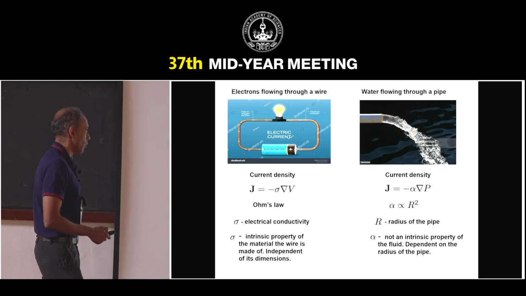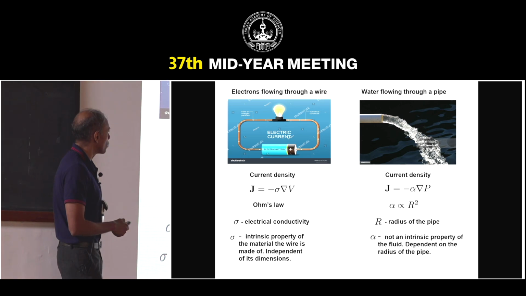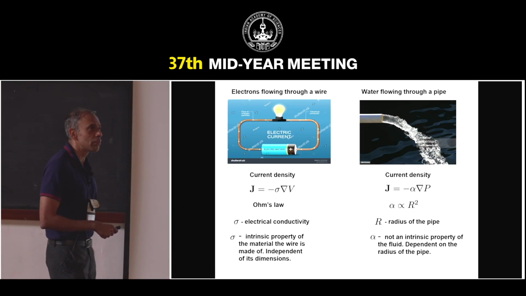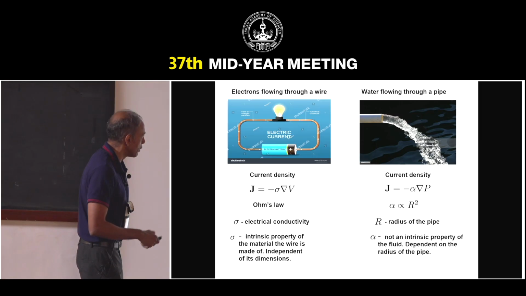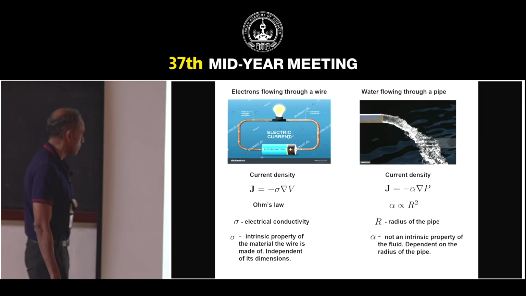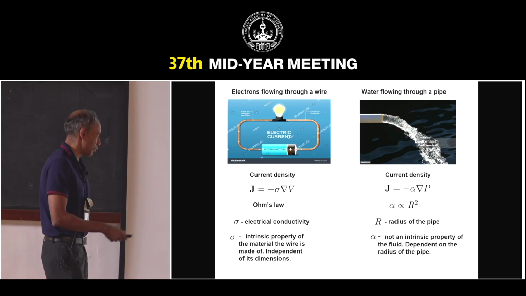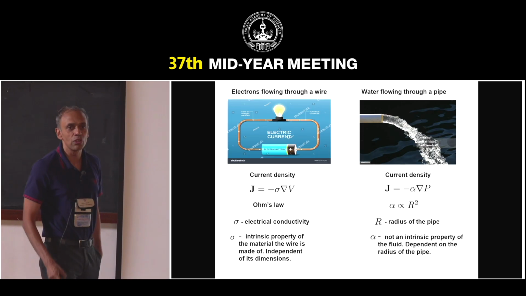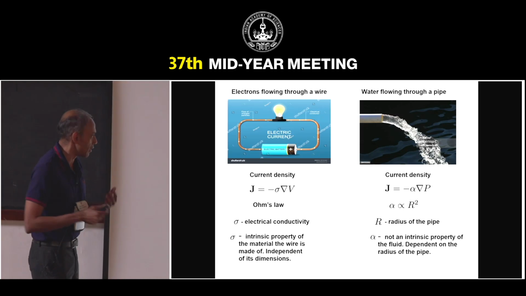As I said, one difference is the quantity in which you're setting up the gradient, voltage in one case and pressure in the other case. It also turns out that the relationship between the current density and the gradient is a little different in the two cases. In both cases, it's a linear relationship. There's a constant of proportionality. In the case of electrons flowing through a wire, it's the familiar Ohm's law, and this constant of proportionality is the electrical conductivity. This is an intrinsic property of the material that the wire is made of.